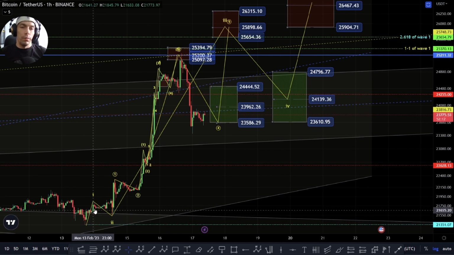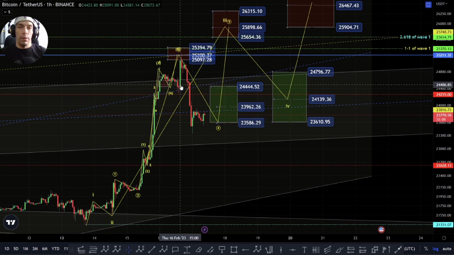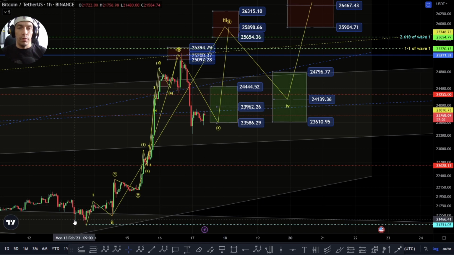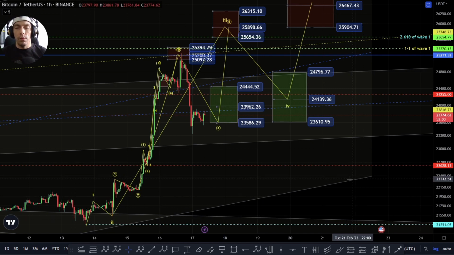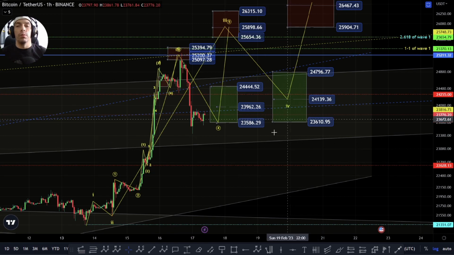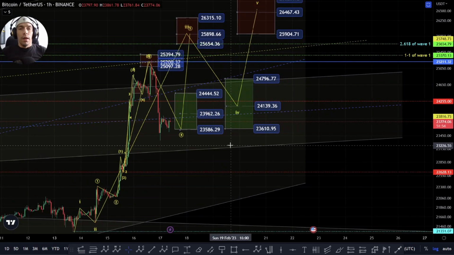So what I'd be looking for rather is that potentially we can count this as completed with 1, 2, 3, 4, and 5 into there. And then we'd be looking for either a completed move where we break down and take this low at 21,351, or alternatively we find support in the B wave location and look to push up. So we're going to go over these things.